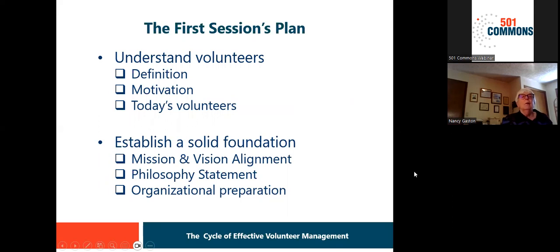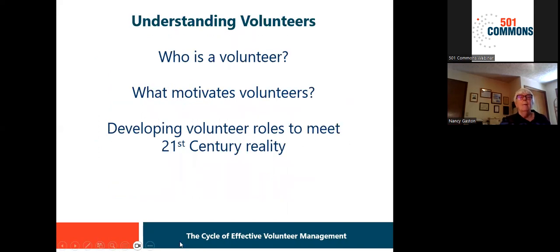So today in this session, we're going to look at who are volunteers, why are they there, and then help your organization get ready for them. Often when we talk about volunteer management, people want to start with recruitment. But if you recruit without having the foundation in place, it doesn't work very well, and you tend not to keep your volunteers. So we're going to build a foundation.